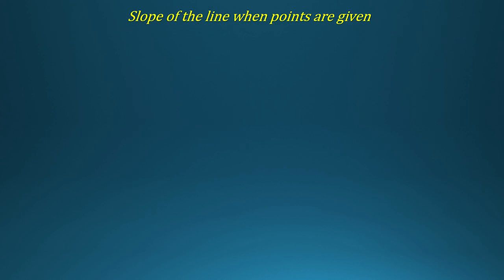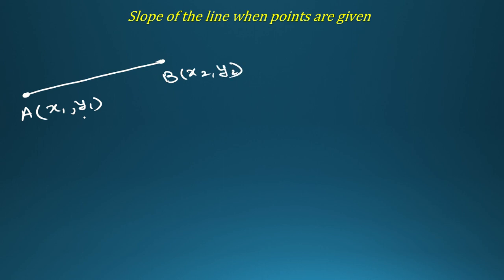Now let's talk about the slope when the line passes through 2 given points. Okay. Now my dear students, for example, I am taking this line here. Suppose this is the line AB, and the A coordinate is, say for example, x1, y1, and the B coordinate is x2, y2. Okay. Now its slope will be m is equal to y2 minus y1 over x2 minus x1.